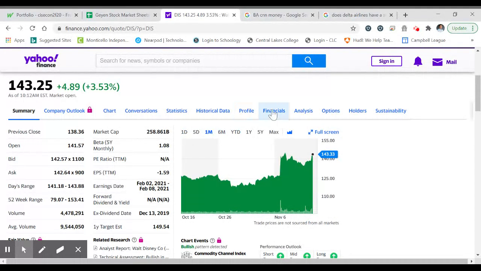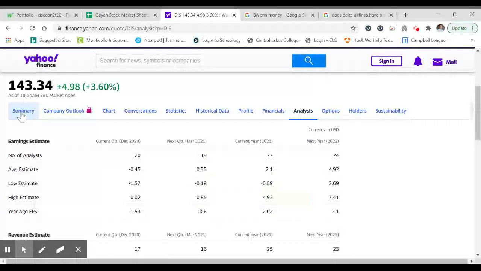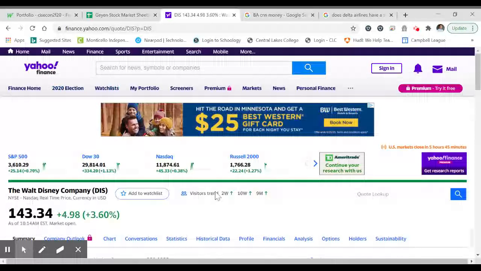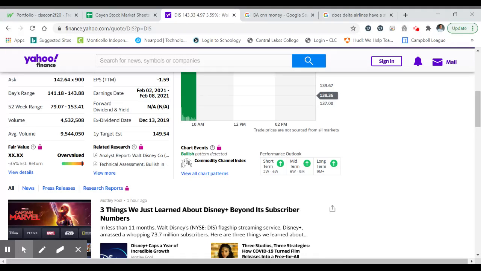So a couple things. I can go here to analysis. Sorry, I'm going to go back to summary. Sorry about that. And a couple other things I want to show you. Right now, they're saying it's a bullish pattern detected, and the performance outlook here in the middle of the page is up, up, and up. So 2 to 6 weeks it's up, 6 to 9 it looks pretty bullish. So that's a solid sign.